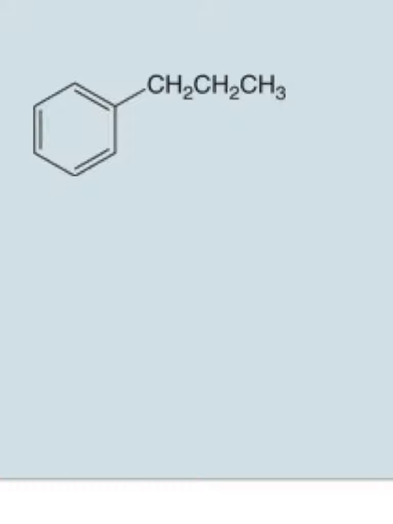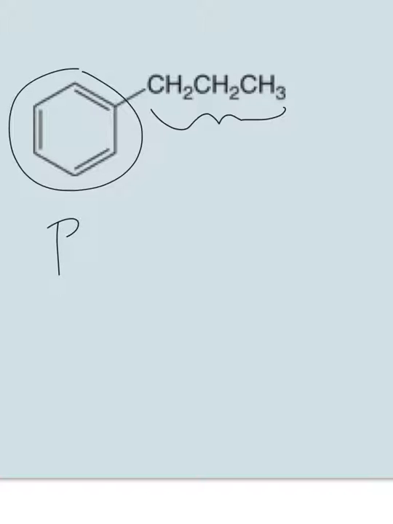So here it goes. This first problem here, what I notice is a benzene ring right here, and coming off of that benzene ring is a propyl group. So I'm simply going to call this propylbenzene. And just like in ring systems, if there's only one branch on the benzene ring, I don't need to give that branch a number.